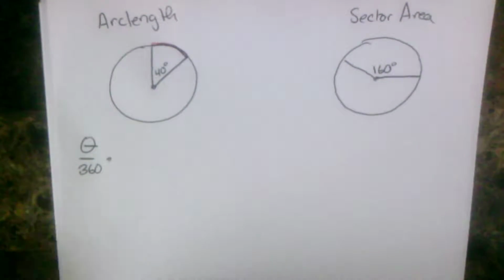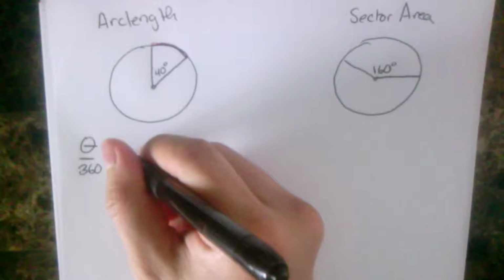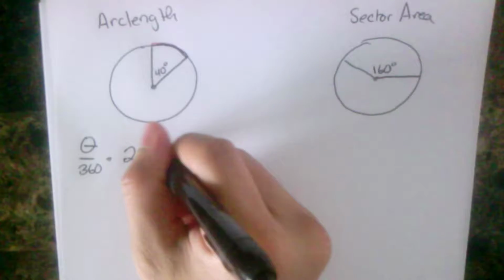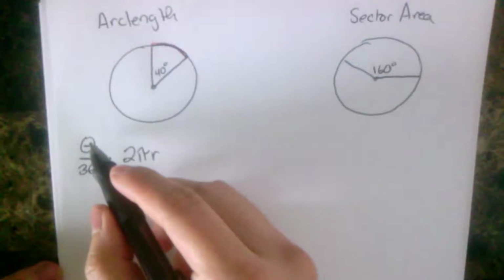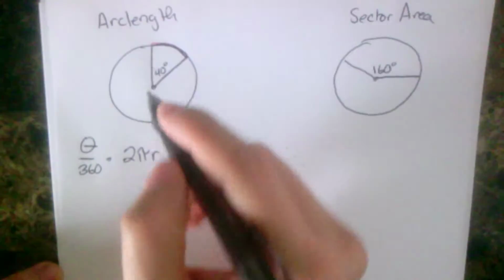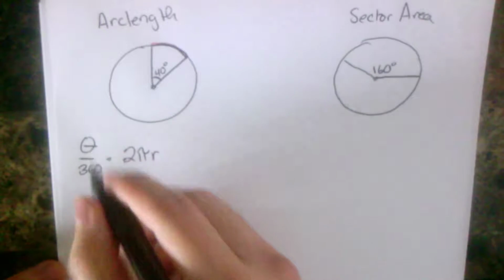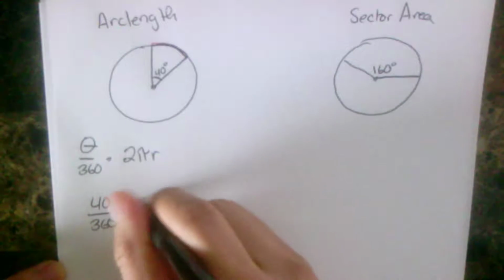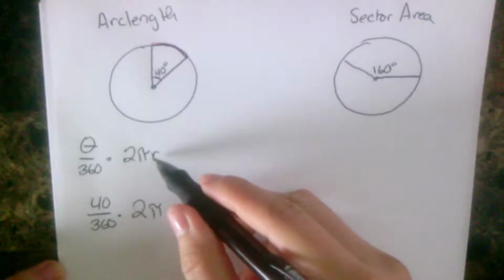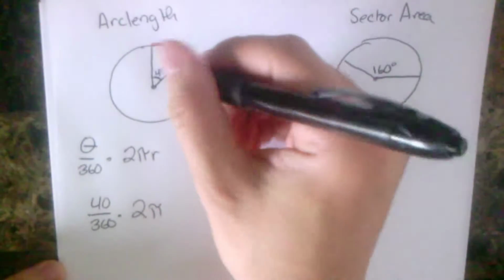So hopefully remember that the formula for circumference of a circle, or the perimeter of a circle, is 2 pi r. So we're going to go ahead and apply this formula now, where theta is this angle given here. So that angle of 40 is going to replace theta, so I'm going to write 40 over 360 times 2 times pi times r here. And remember, your r is going to be given to you in the problem.